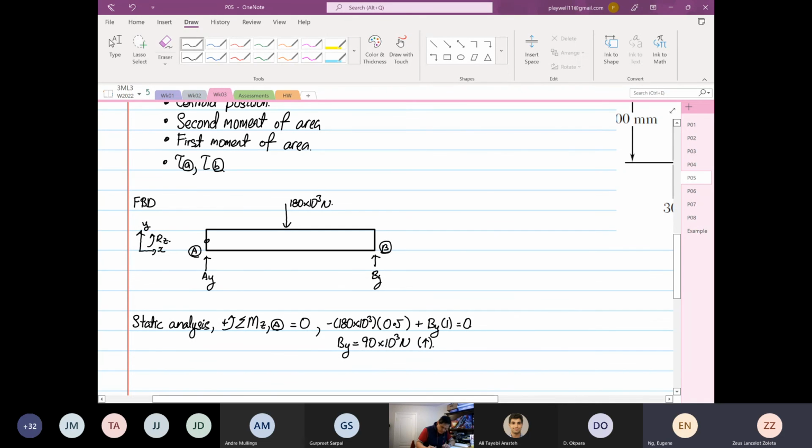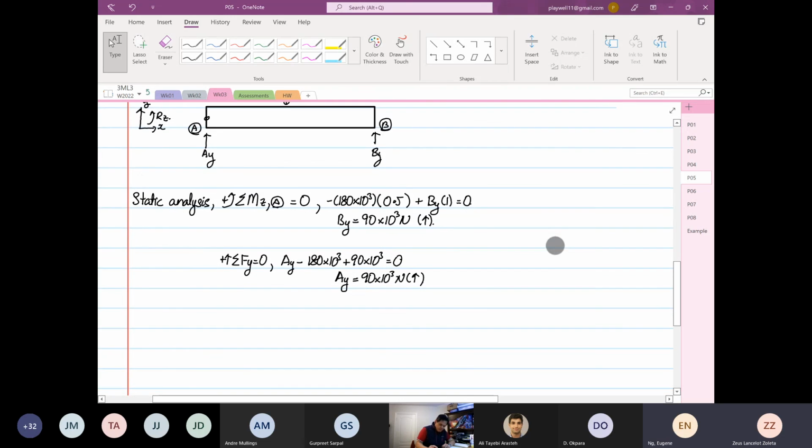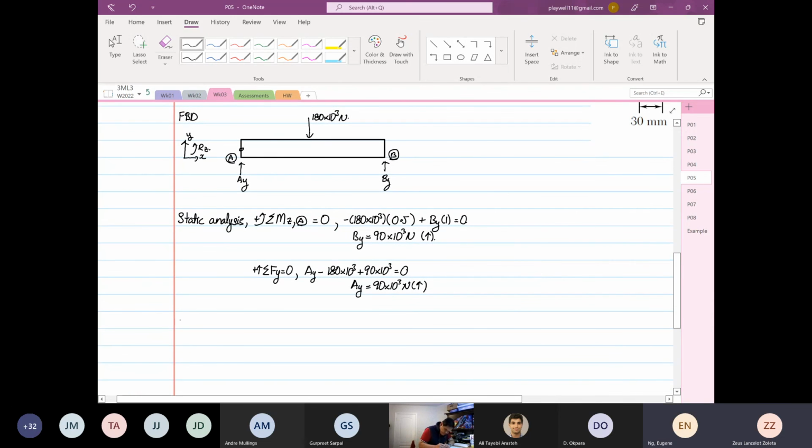Okay. Then the next one, you go summation of forces in the y direction, positive is going up. So you have AY minus 180 times 10 to the power 3 plus BY 90 times 10 to the power 3. The whole thing is equal to 0. You realize that AY is equal to BY, carrying 90 times 10 to the power 3 Newton load. Okay. Then the next thing that we're going to do, we're going to construct our shear force diagram.